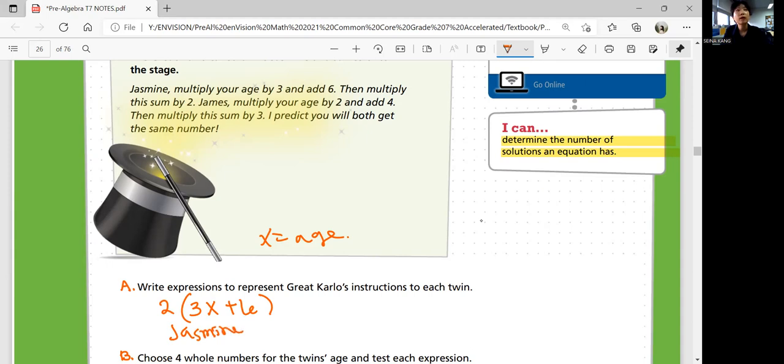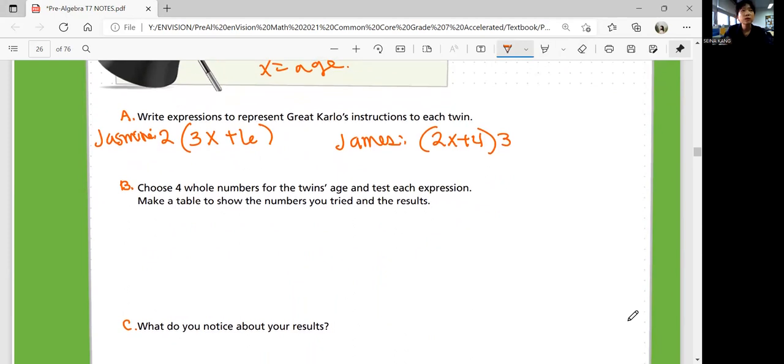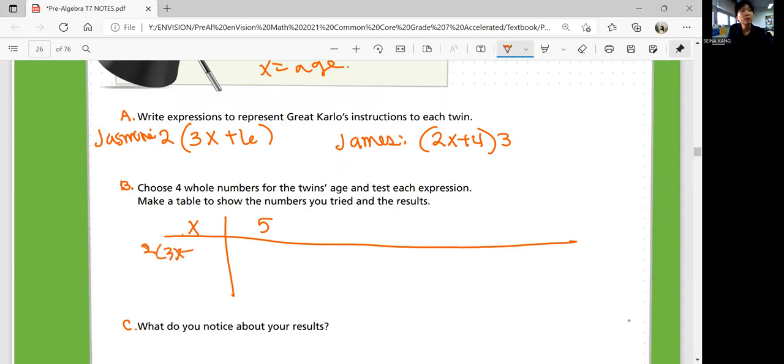And then for James, we're going to multiply his age by 2 and add 4, and then multiply the whole thing by 3. And they'll get the same answer, is that correct? Well, let's move on to part B. Choose 4 whole numbers for the twins' ages and test each expression. Okay, so we're going to make a table. If x is 5, if they're 5 years old, Jasmine is going to be 2 times 3x plus 6.